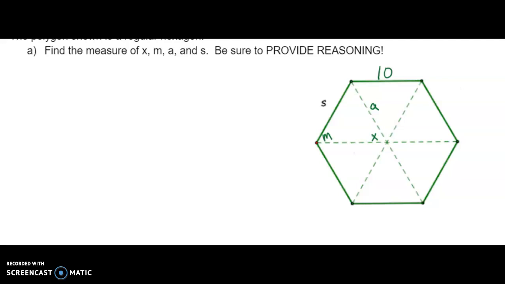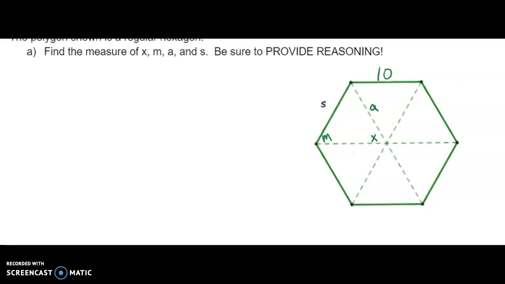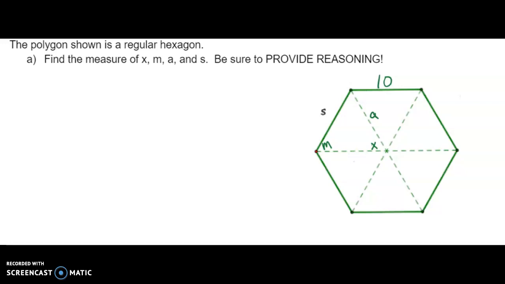All right. The polygon shown is a regular hexagon. There we go. Regular hexagon. So what that means is this side is congruent to this side, this side, this side, this side, this side. And also all these angles are going to be congruent. So find the measure of x, m, a, and s.